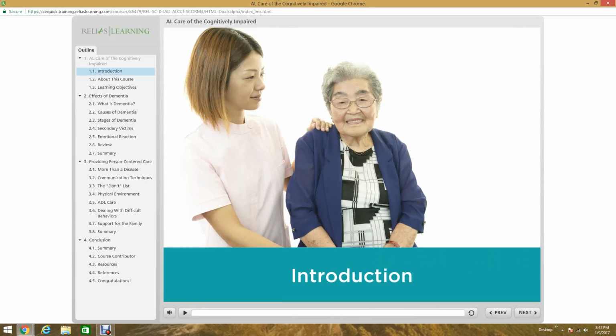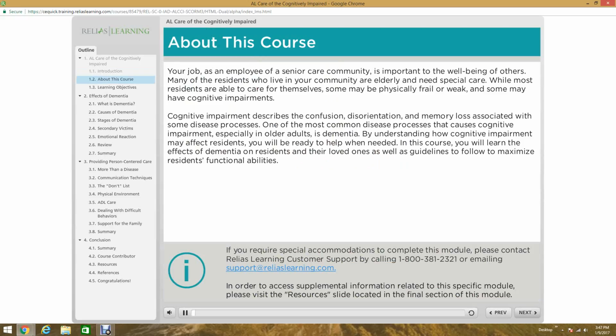Introduction. About this course. Your job as an employee of a senior care community is important to the well-being of others. Many of the residents who live in your community are elderly and need special care. While most residents are able to care for themselves, some may be physically frail or weak, and some may have cognitive impairments.